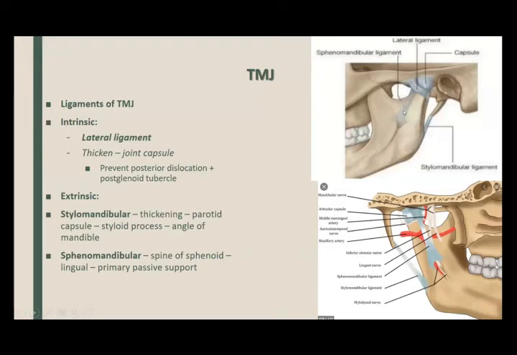So this ligament is attached to the spine of the sphenoid over here. Sphenoid bone की एक spine है, उस पे attached है, and then on the inside of the mandible, it is attached to the lingula. This provides a primary support for the joint. ये जो ligament है ना, sphenomandibular ligament, it provides us primary support for the joint.